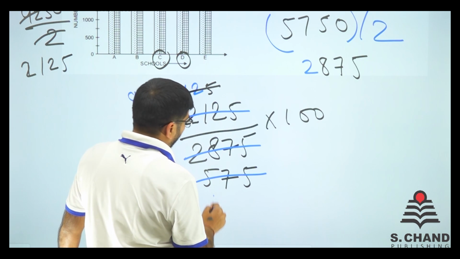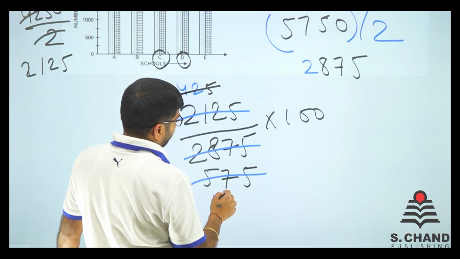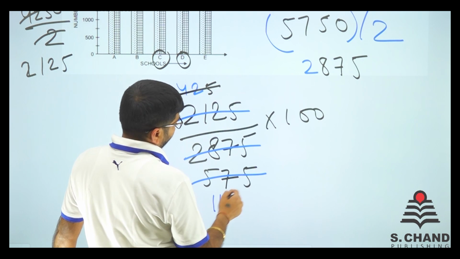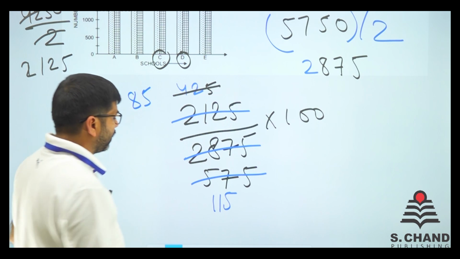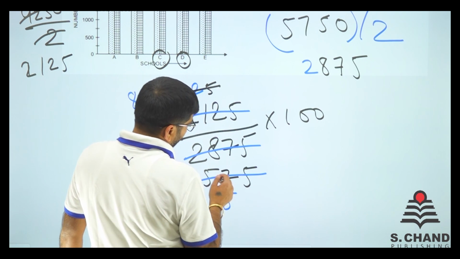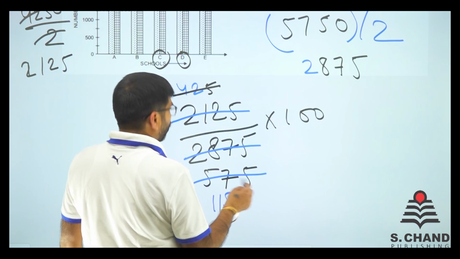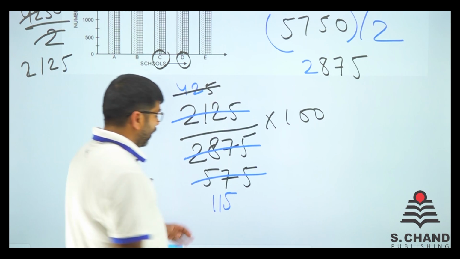Now 57 is divisible by 1. Then 0, 7, 7 is again 1. Then 5, 115. 17 was 15, 15 is 2. Okay, right. 5, 2, 25. So 115.